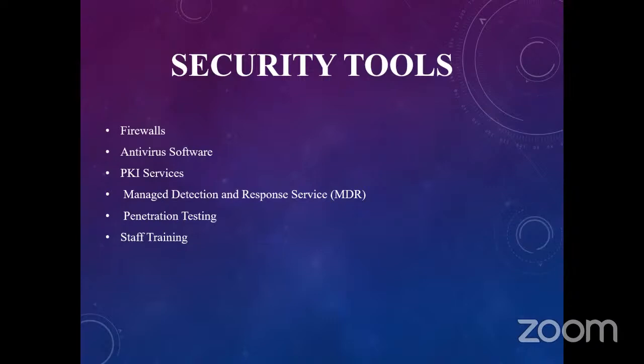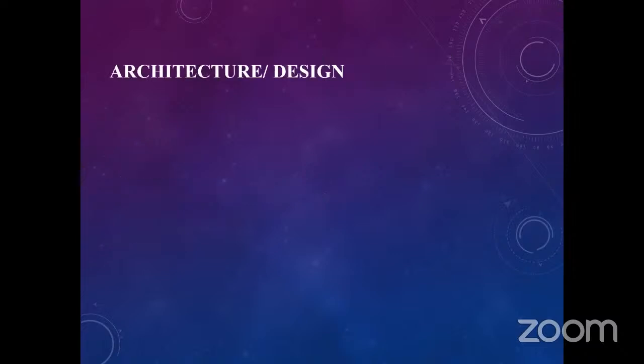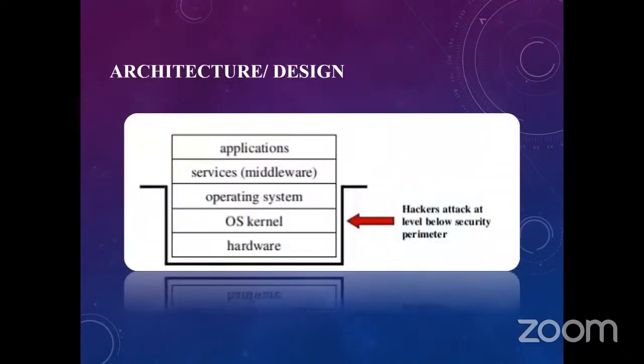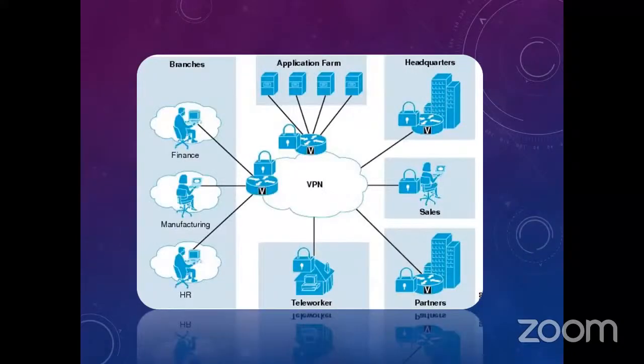These are the security tools which are used: firewalls, antivirus software, and staff training. Now the architecture design: at the bottom are applications, and after applications there will be middleware. After the middleware comes the operating system, where a hacker can affect the lower security, so only the kernel will be used to stop that hacking. Next it reaches the hardware. This is the architecture.